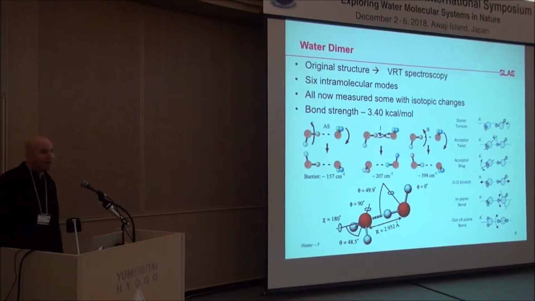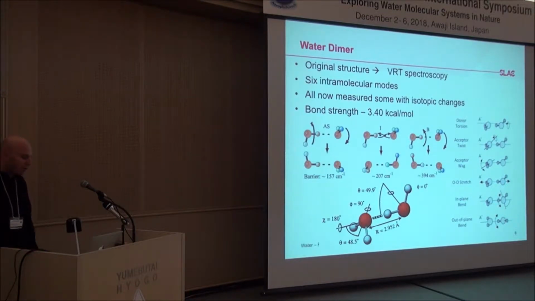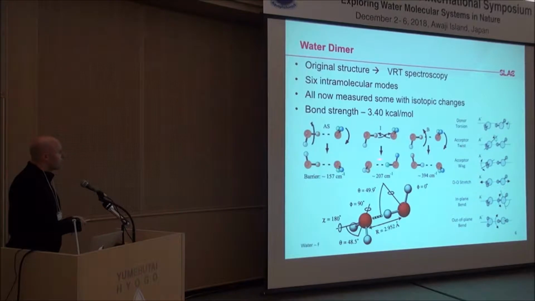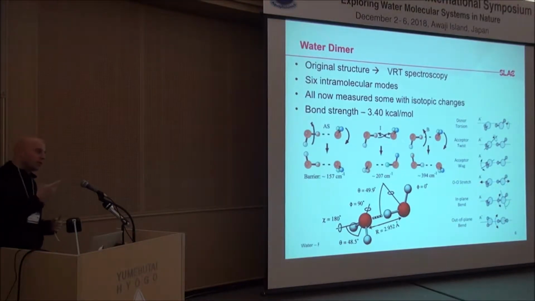We've put everything we can at it. The bond strength is 3.4 kcal per mole, and you can even see in certain cases where you can know exactly what's happening by isotopic substitution. In the case of this, the in-plane bend, shown there also, you can drive it so the donor becomes the acceptor. And you can do all this with only a fraction of the energy of room temperature.